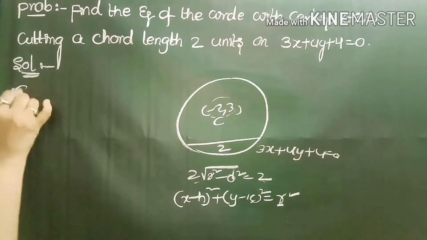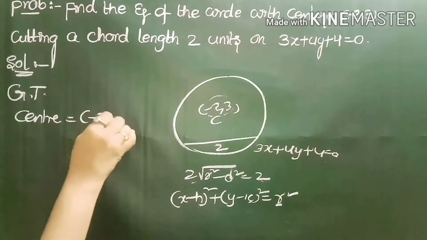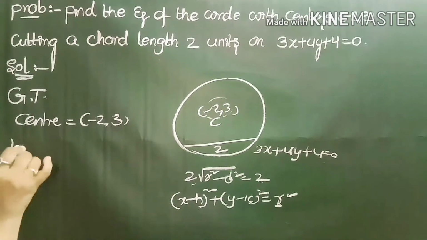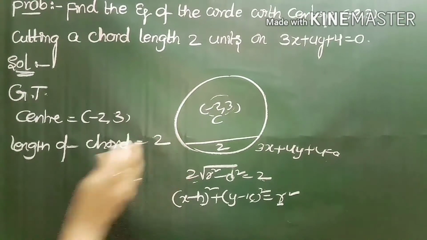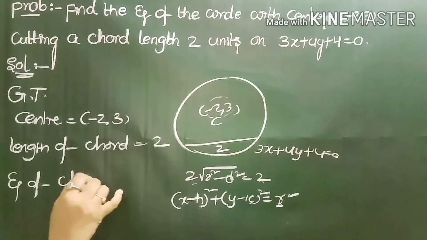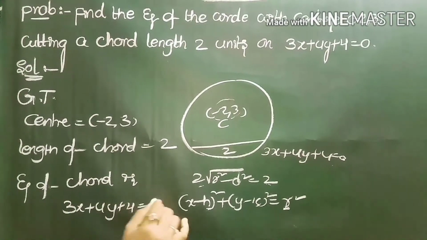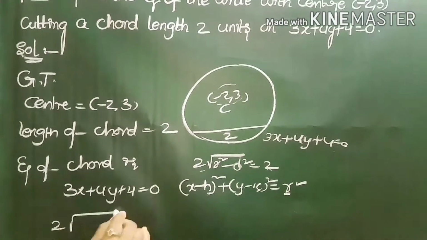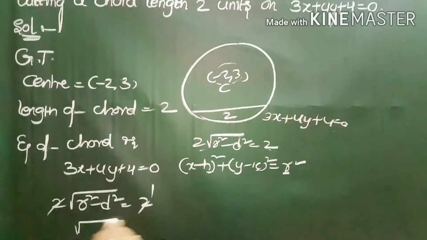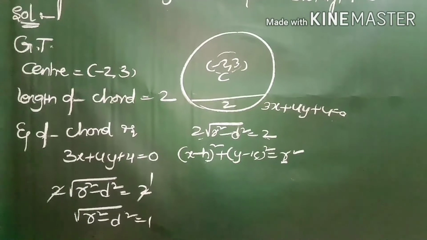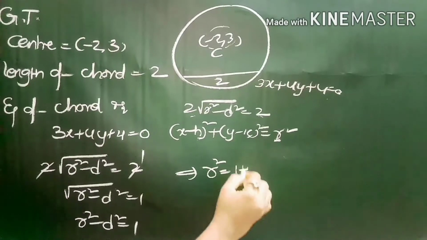First we take the given values: center is (-2, 3), length of the chord is equal to 2, and the equation of the chord is 3x plus 4y plus 4 is equal to 0. Length of the chord is equal to 2 means 2 root of r square minus d square is equal to 2, so root of r square minus d square is equal to 1. Now squaring on both sides, r square minus d square is equal to 1, which implies r square is equal to 1 plus d square.